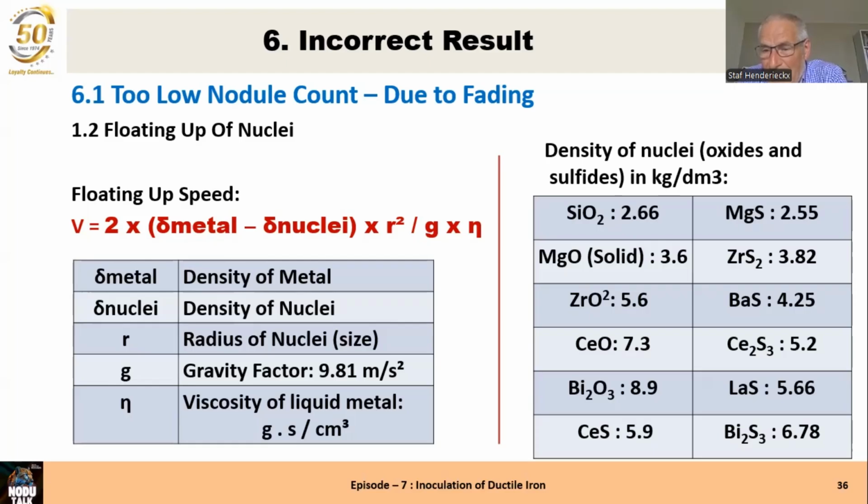But you can see barium sulfur, 4.25. Compared to the magnesium sulfur, it's nearly double. Cerium as well, with oxides and sulfides, has a very high density. It's very good because they will have a very low floating speed. Lanthanum sulfur has also 5.66. That's one of the advantages of lanthanum, that it will not float up that quickly, not that much compared to the cerium, but much slower than magnesium sulfur. So these are very important. We are going to come back to that in the next slide.